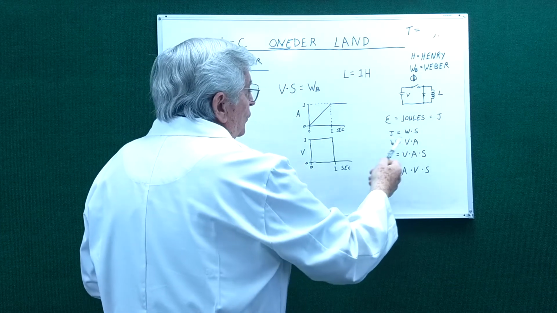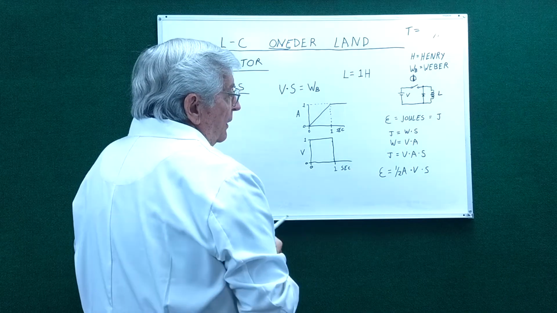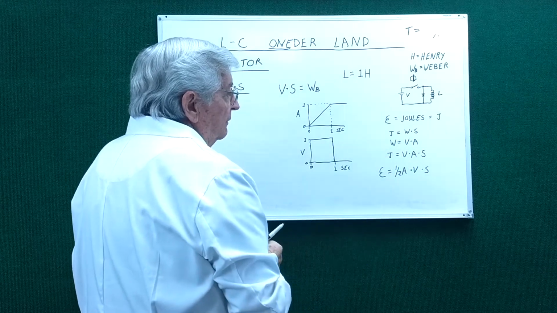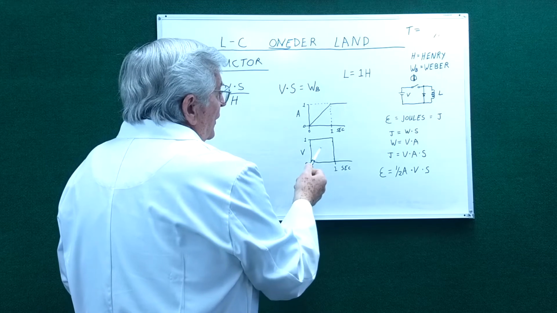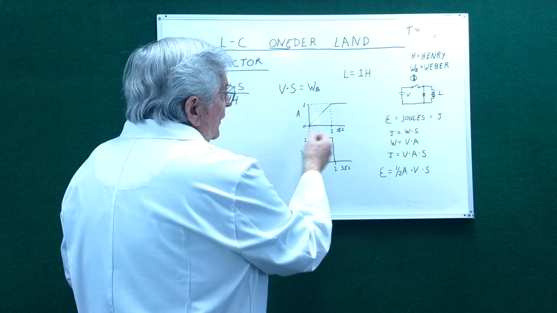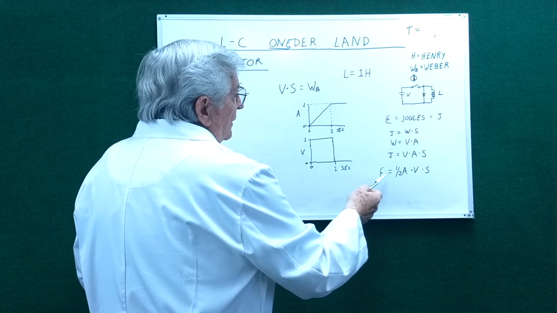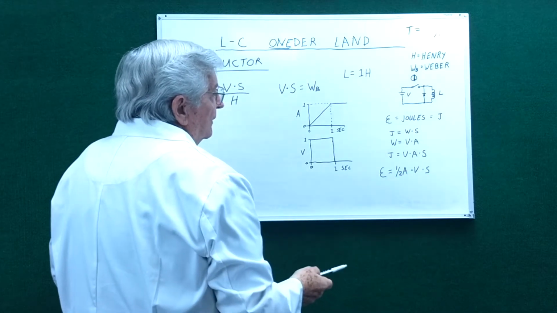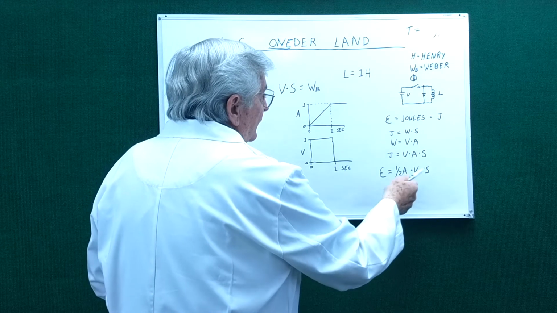Energy's measured in joules. A joule is a watt second, and a watt is a volt amp. So a joule is a volt amp for a second. And in our particular case, we have 1 volt second times an average value of a half an amp. So our energy is a half an amp times a volt times a second. So these are both 1, the volt and the second.